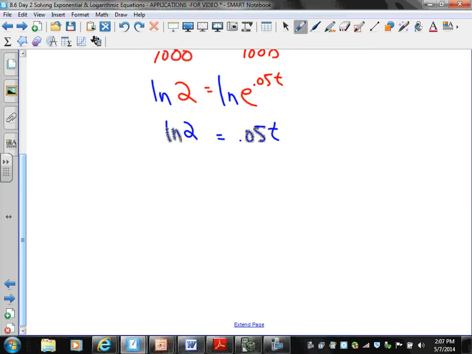And really, that's your answer right there. You can leave it like that, natural log of 2 over 0.05. But that might not be real nice, so I need to put that in and give me a little better answer here. So again, I'm going to go to my calculator and get us a solution. And when I do that, I get an answer of approximately 13.